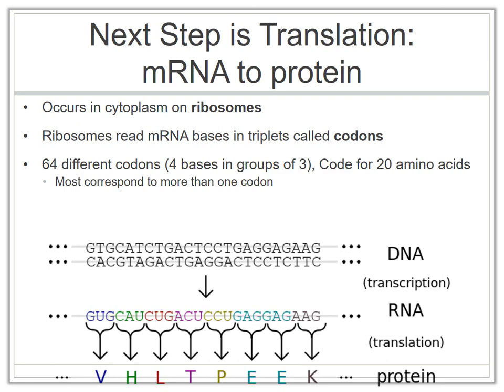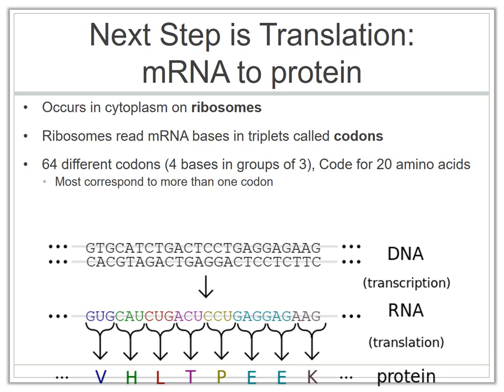There are 64 different codons that can exist. The reason that is, there are four bases. So we've got the adenine, cytosine, guanine, uracil. So those four bases, when they're put in groups of three, when you do that math, you have 64 possibilities, those 64 possible codons that can exist.